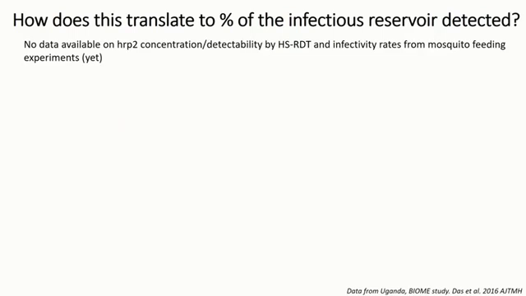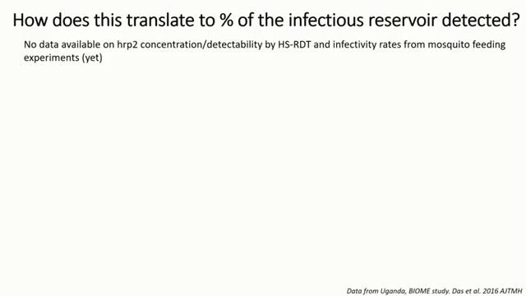Okay, so the next question is, if we think we're going to be finding additional infected people in the population, how does that translate to the proportion of the infectious reservoir that's going to be detected? As of yet, we don't have any data available showing the relationship between HRP2 concentration, detectability by HS-RDT, and infectivity to mosquitoes.